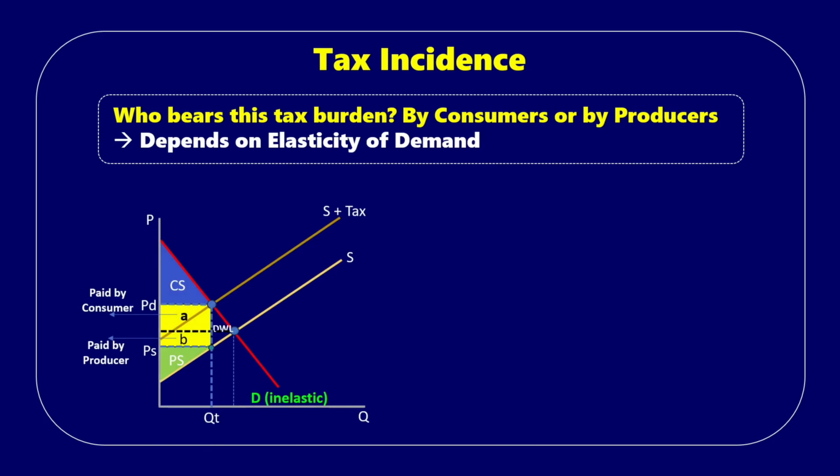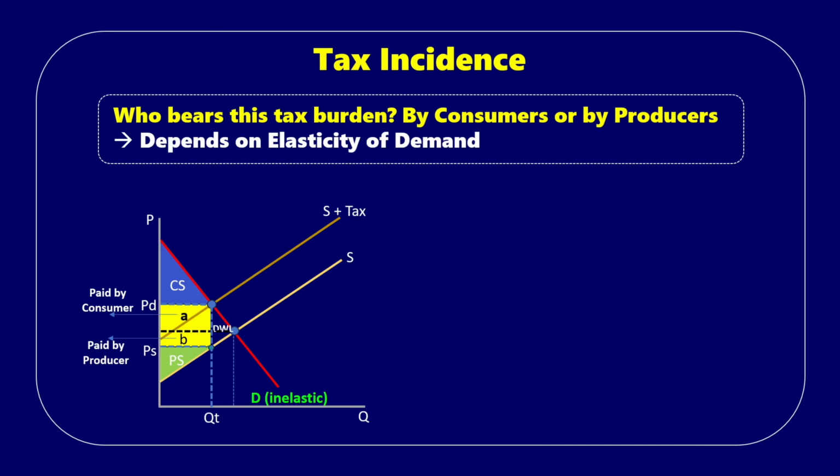Here, demand is inelastic. Consumers really need this good. Think about things like gasoline, cigarettes, or even basic medicine. And when a tax is added, the price consumers pay goes up a lot, and the price producers receive goes down only a little. That means consumers bear most of the tax burden. They don't reduce their quantity by much, but they end up paying more of the tax.